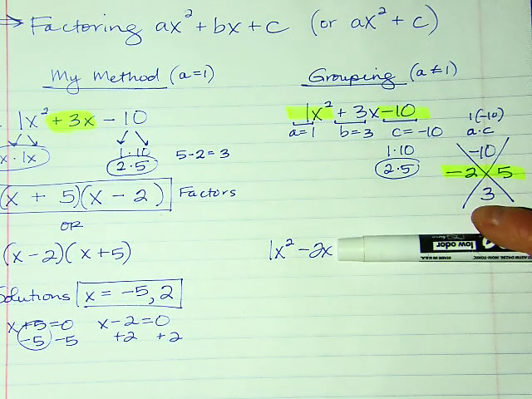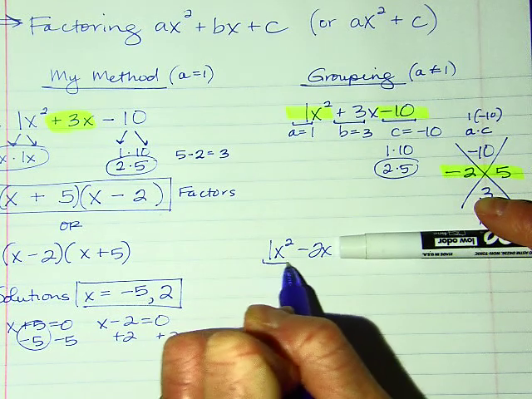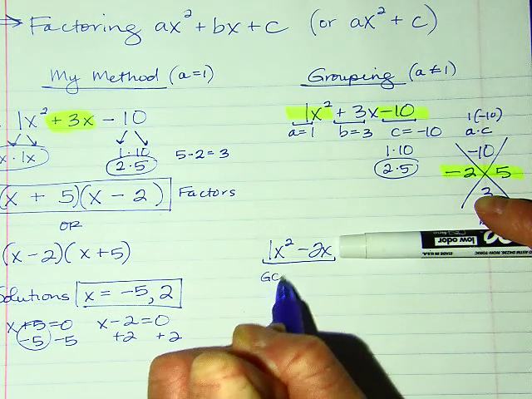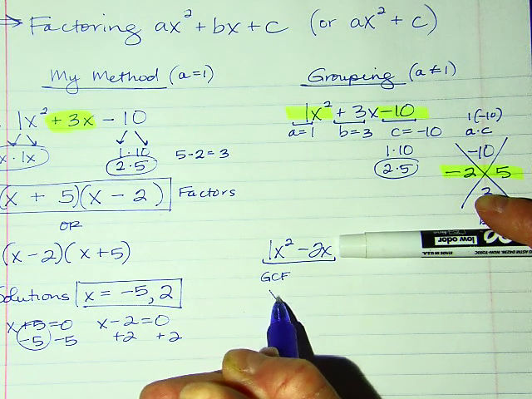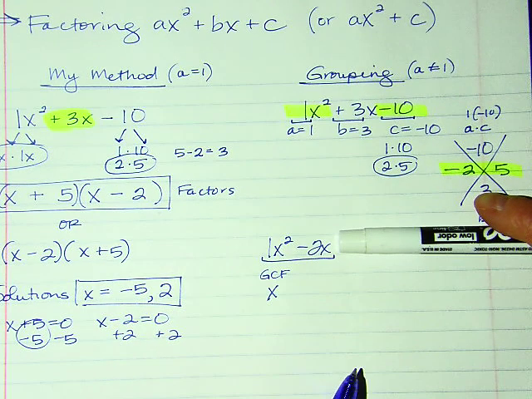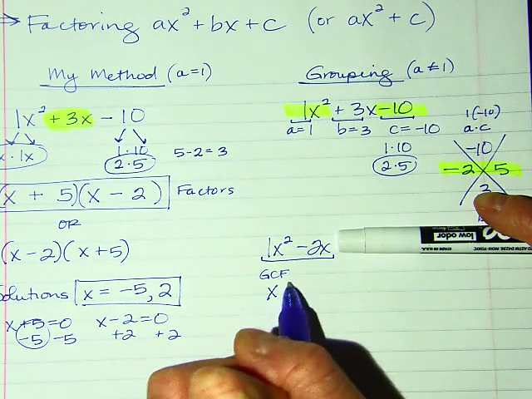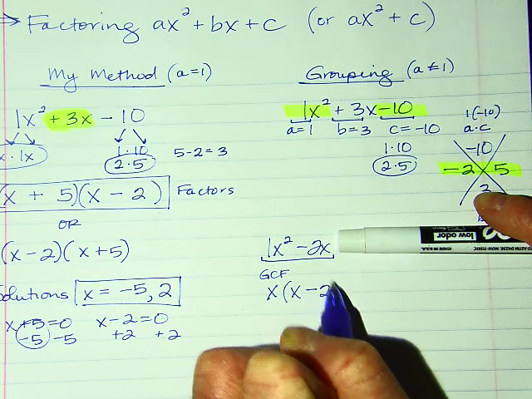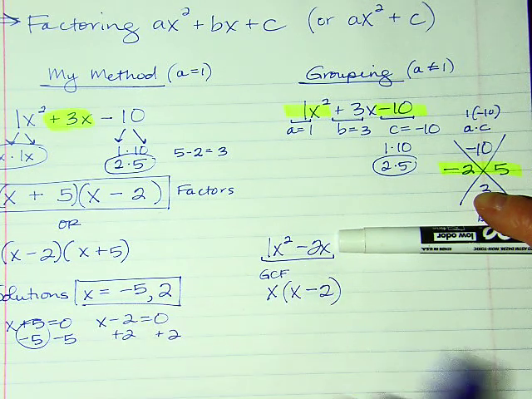So if I cover these two up, I'm going to factor out the GCF between these two. The GCF here is just an x. 1 and 2 have nothing in common. If I divide each of these by x, I get x minus 2. I take an x out of here and an x out of there.